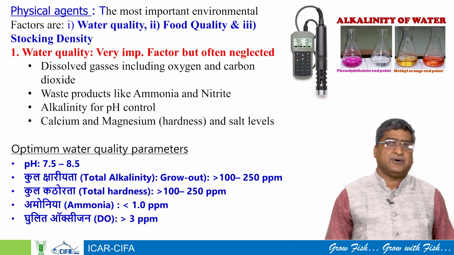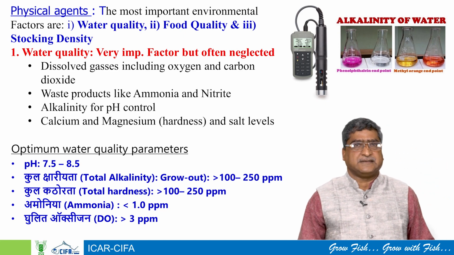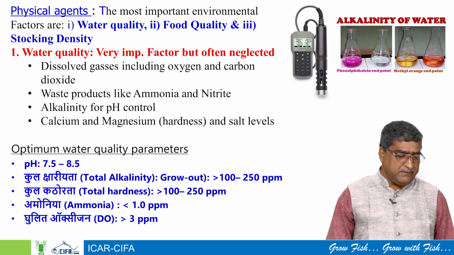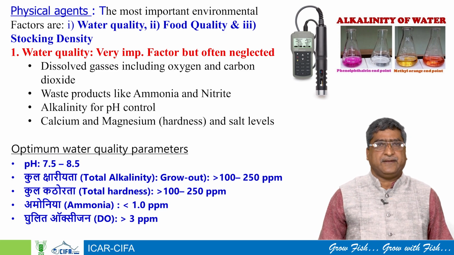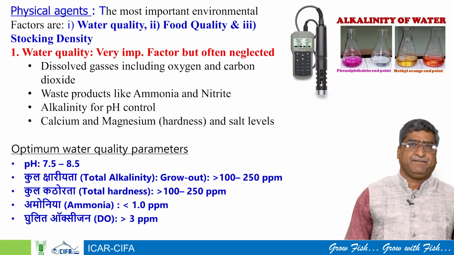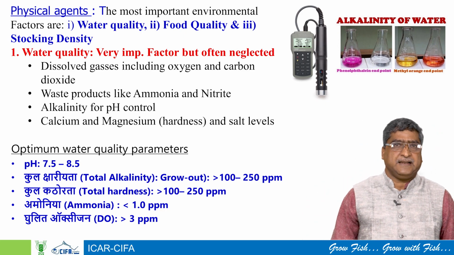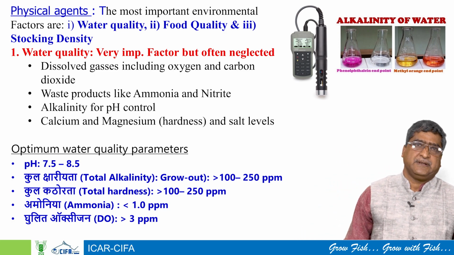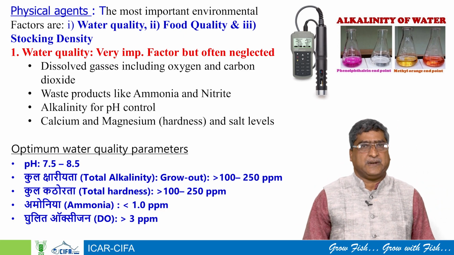People don't know much about water quality, but water quality is inducing disease in the culture system. So what are the different parameters? The DO, dissolved gases like oxygen or carbon dioxide, the waste products like ammonia and nitrite, the alkalinity and the pH of the culture water, and the hardness, the calcium, magnesium, and the iron level also. They are the important factors responsible for maintaining the water quality.